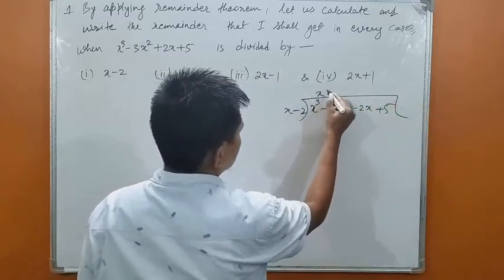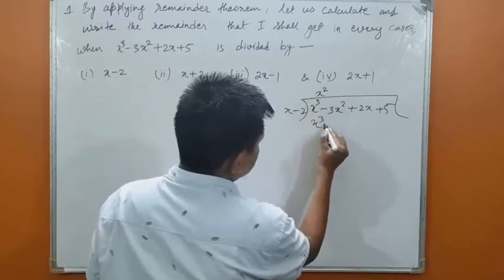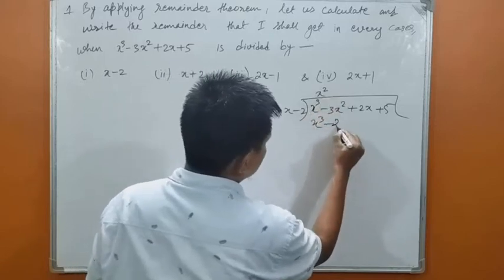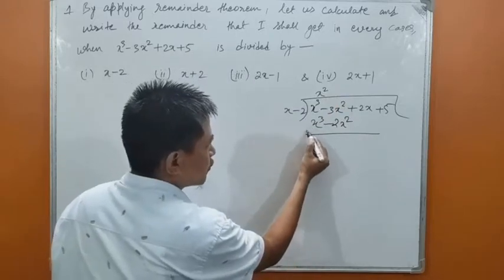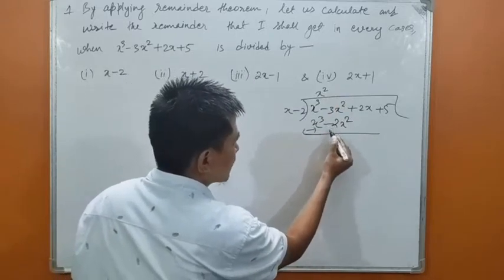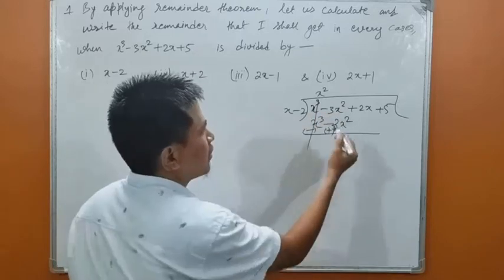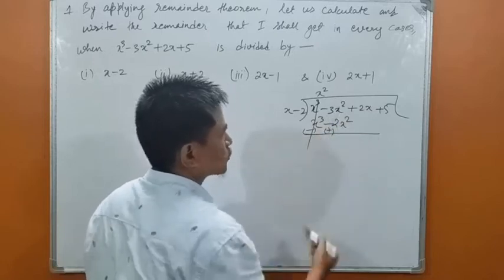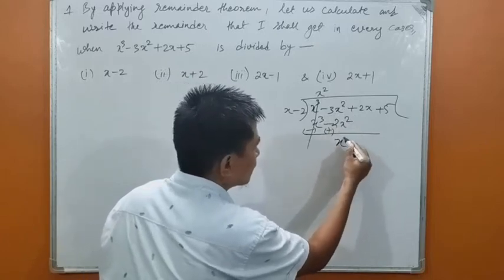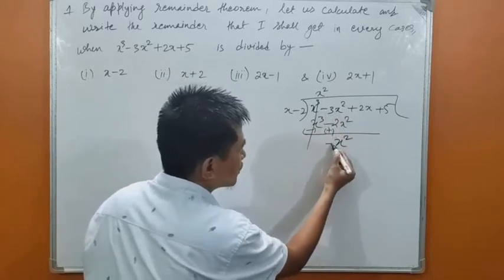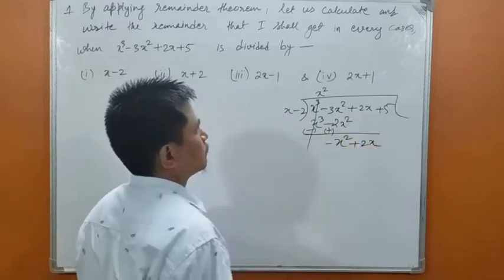x into x squared becomes x cubed, plus into minus is minus x squared into 2 is 2x squared, isn't it? So this plus, we must change the sign, minus, this minus becomes plus. So plus x cubed and minus x cubed get cancelled. Minus 3x squared plus 2x squared. Opposite sign, we need to subtract. 3x squared minus 2x squared is x squared, isn't it? The sign of the greater number comes here, plus 2x. Are you getting the point? This plus 2x comes down.